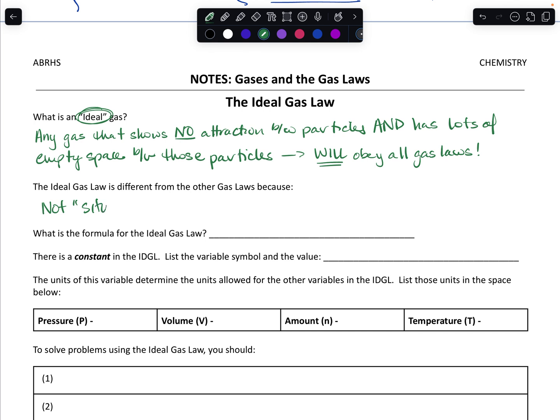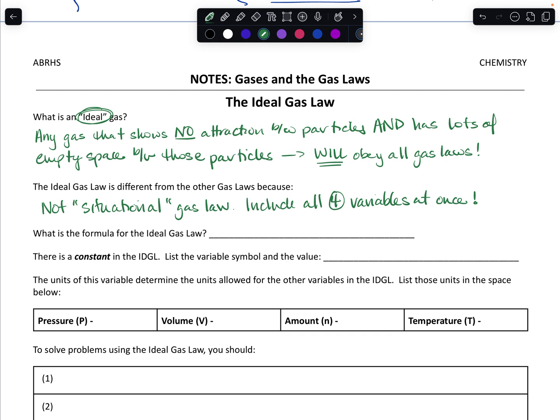Now, the ideal gas law is different from the other gas laws because it is not what I call a situational gas law. You aren't going to see a before and after. Instead, it's going to include all four variables at once. So the formula is going to look different than what we've seen. There are no V1s or T1s or P1s and P2s, no N1s. It's going to be 1P, 1V, 1T, and 1N.